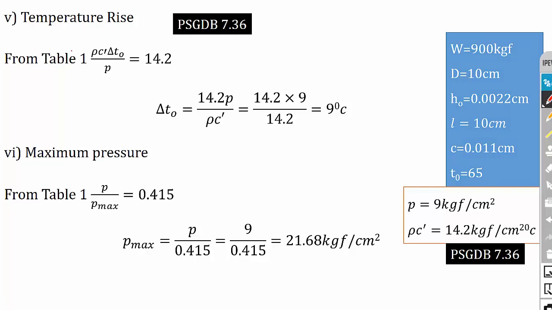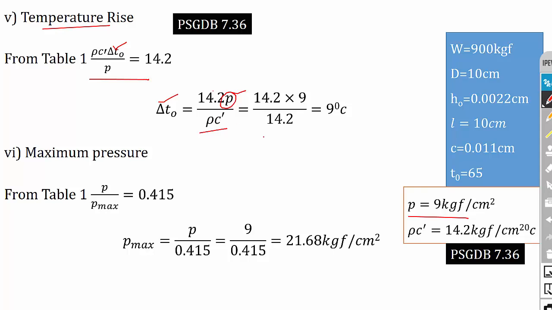The fifth one is temperature rise. So the another term from the table is rho C dash del T naught by P, that is equal to 14.2. So here del T is the temperature difference. So you can keep del T and you can bring the remaining terms to the right side. That is 4.22 P divided by rho C dash. So P is the pressure value in kgf per centimeter square. We have calculated in the previous step.